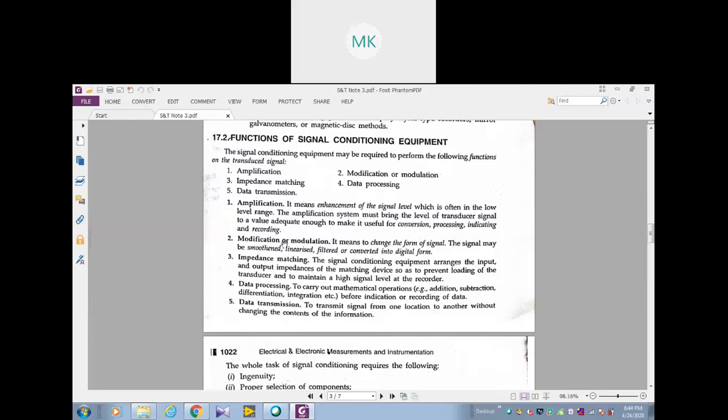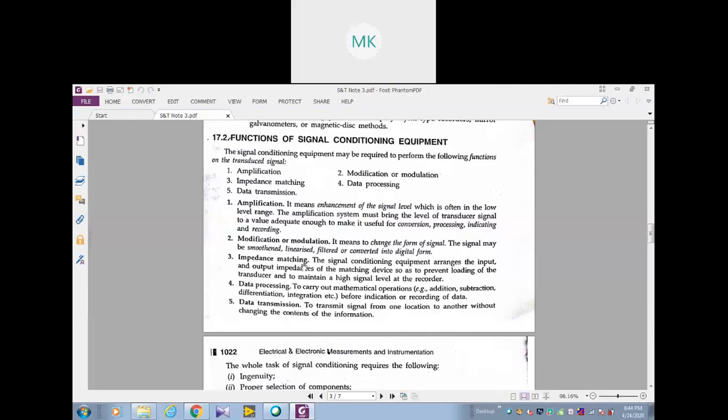Next, modification or modulation. It means to change the form of the signal. One form of signal is changed into another form, that is modification or modulation. The signal may be smoothened, linearized, filtered or converted into digital form. This is modification.